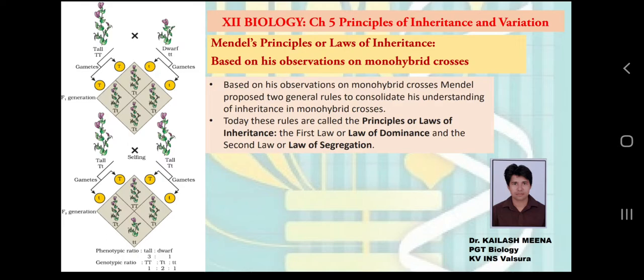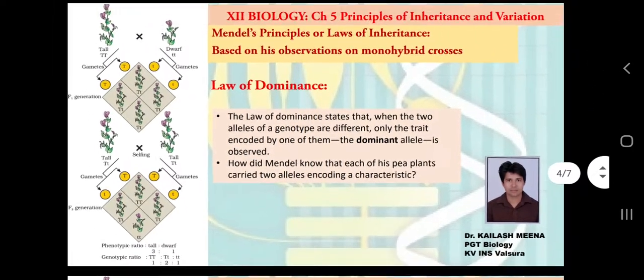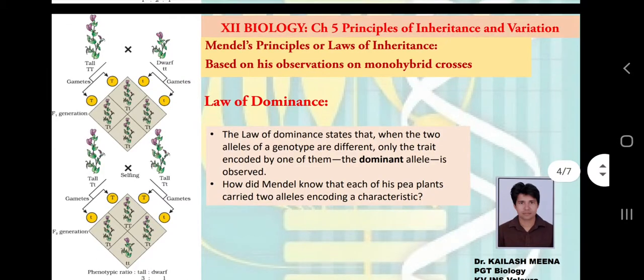Based on his observations on monohybrid crosses, Mendel proposed two general rules to consolidate his understanding of inheritance in monohybrid cross. The first was the law of dominance and the second was the law of segregation. So what was the law of dominance? As we have seen, in the F1 generation only one character was expressing itself. That character was called a dominant character, and the character which was not able to express itself in the F1 generation was called a recessive character.